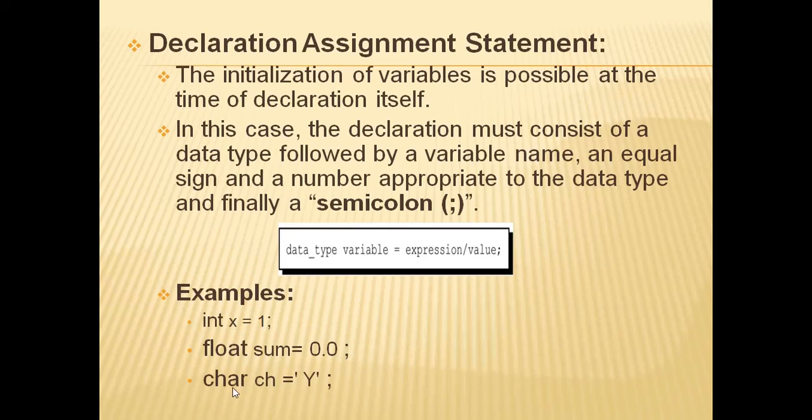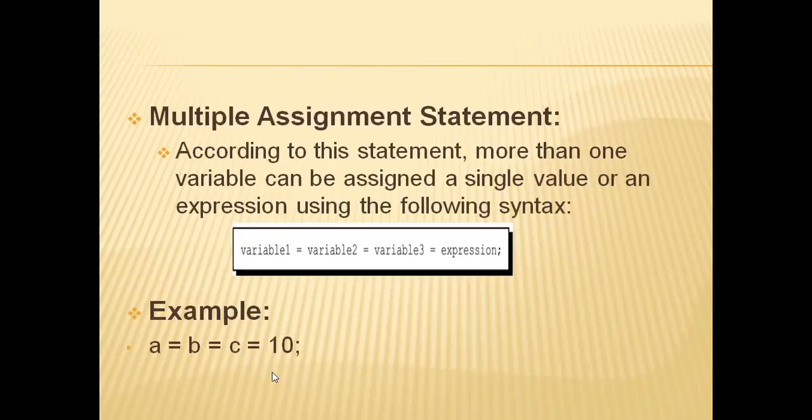And here it is char ch is equal to, within single quotation marks we are giving the value y, and it ends with a semicolon. So y is a character and ch is a variable name, and it is a character data type. So this is about declaration assignment statements.